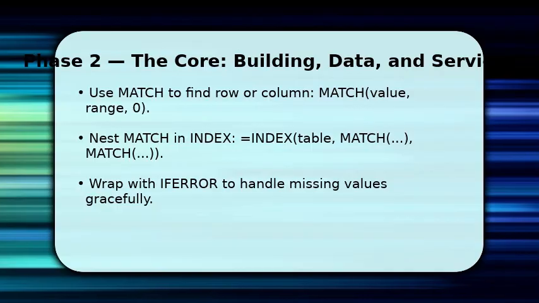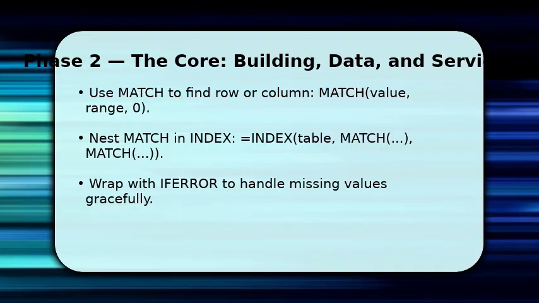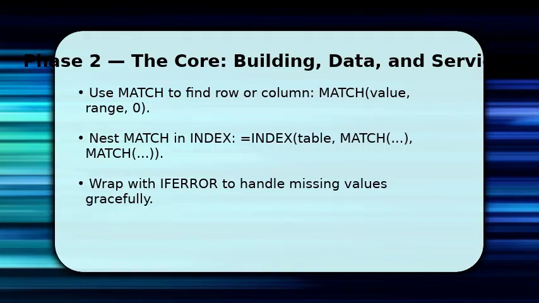You will now build the dynamic lookup. Use MATCH to locate the row number by value and optionally a second MATCH to locate the column. For example, =INDEX(A1:C100, MATCH(E1, A1:A100, 0), MATCH(F1, A1:C1, 0)). This gives a single cell result.